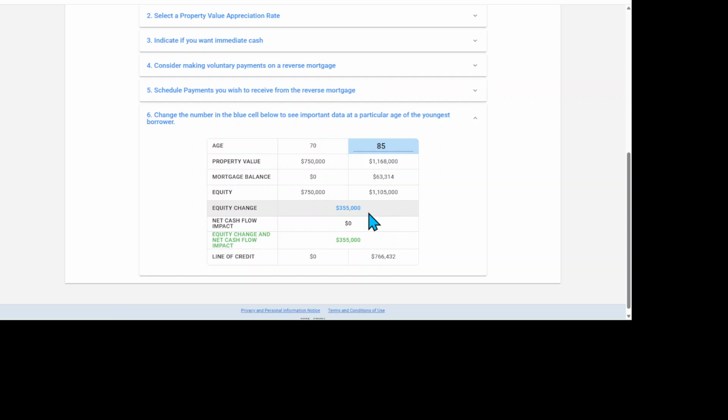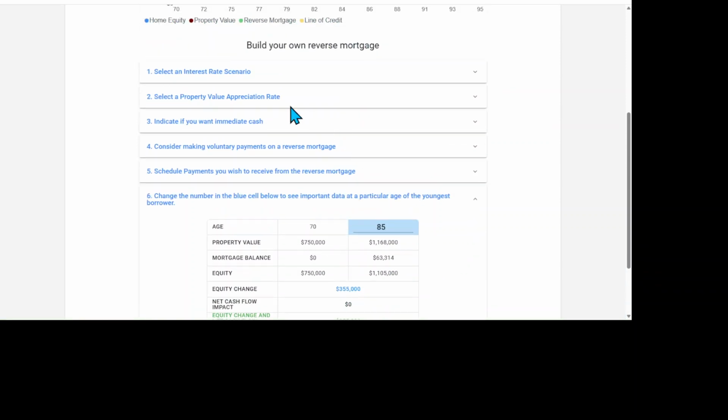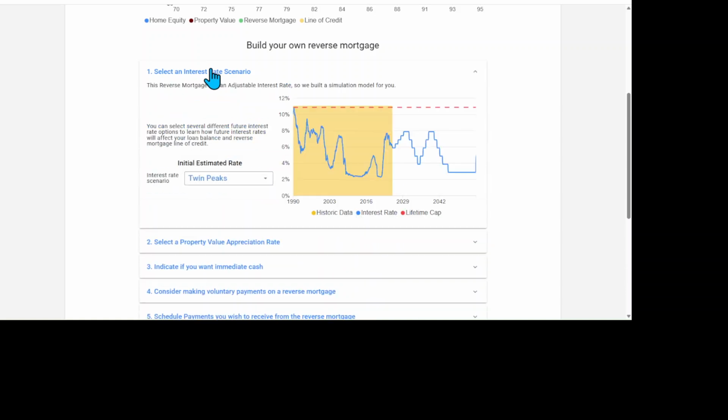You'd also have zero cash flow impact because you're not taking any money out of the line of credit yet. You're not making any payments yet, so there's no impact there at all. And at age 85, you'd have access to about $766,000. So let's talk about how we can change things to reflect different interest rate environments.